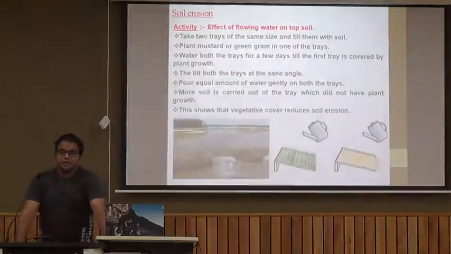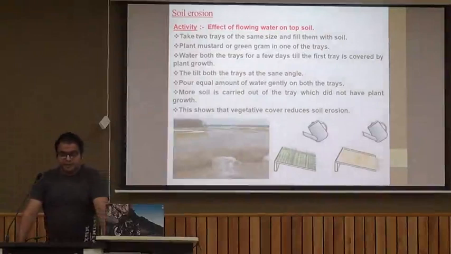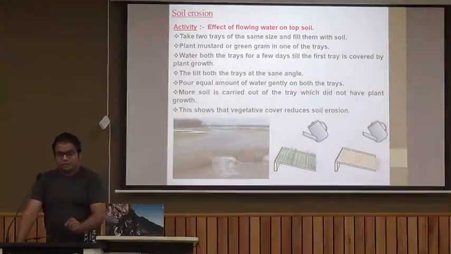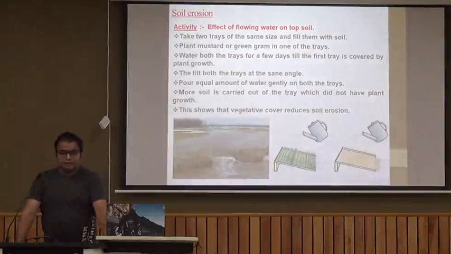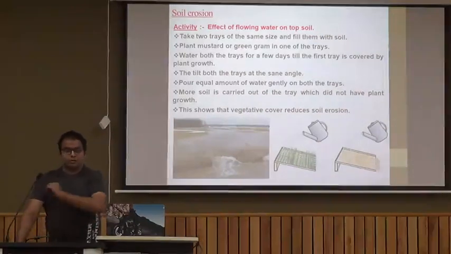Now this is one activity to show the effect of flowing water on topsoil. We take two trays of the same size and fill them with soil. We plant some small mustard or green gram in one of the trays and leave the other as it is. We water them for a few days till one tray is covered by plant growth. Now, after this, we pour an equal amount of water on both the trays.